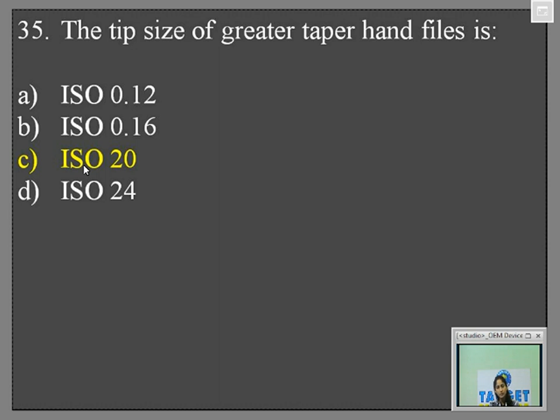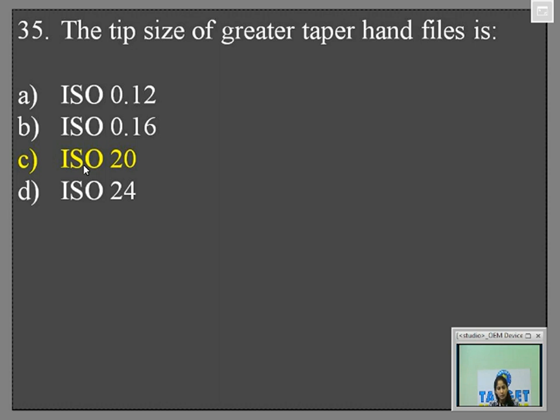Sizes: all these files are available in various other sizes. It's only the greater taper hand files that are available only in tip sizes of 20. Rest all your rotary instruments vary in sizes right from 15 to 20 to whatever endodontic instrument size you wish to use. Apart from that, that was your negative rake angle. Apart from that, you have to know about Quantec, K3, Hero 642, Protapers, your RaCe.